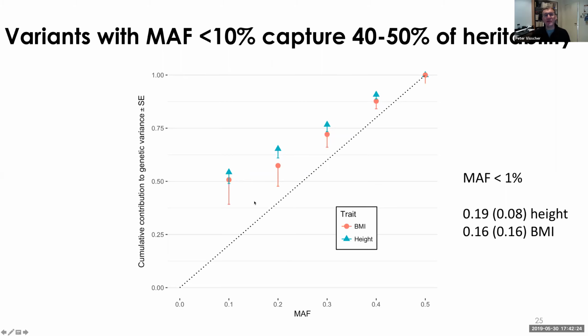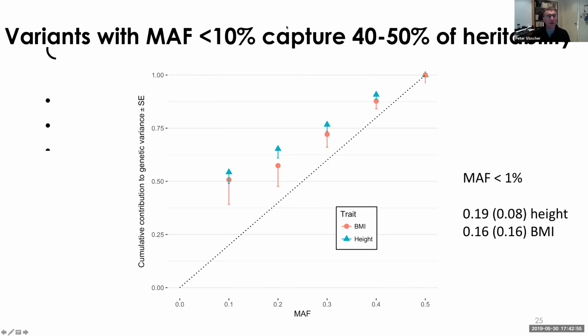We also tried to quantify this going further than 10%, and I'll just show you the results here for what the cumulative proportion is for 1%. That's 90% for height and 16% for BMI. But look, the standard errors here are actually very, very large. So I'm reluctant to draw strong conclusions about these estimates.